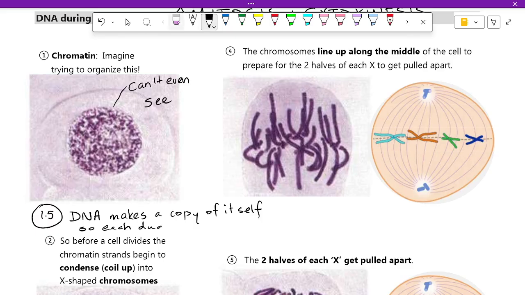Whoops, I can spell daughter. Sure I can. I don't know. That's a good question. Daughter cell. Daughter cell gets a copy. Oh, it's so funny.